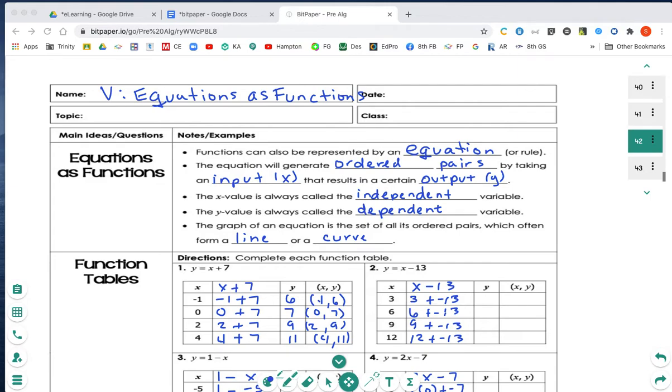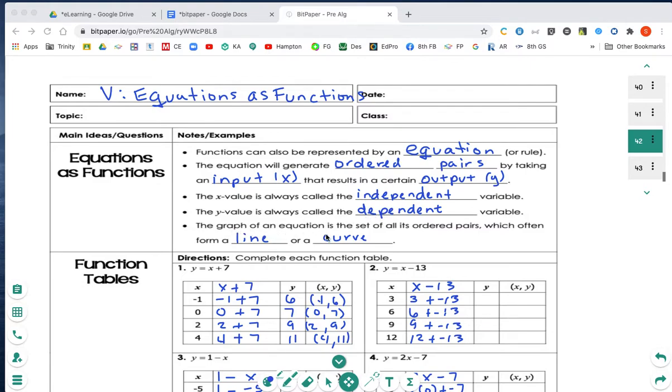Titled Equations as Functions. Functions can also be represented by an equation. The equation will generate ordered pairs by taking an input value, or an x number, that represents a certain output value, which will be our y number. The x value is always called the independent variable, and the y is always called the dependent variable.